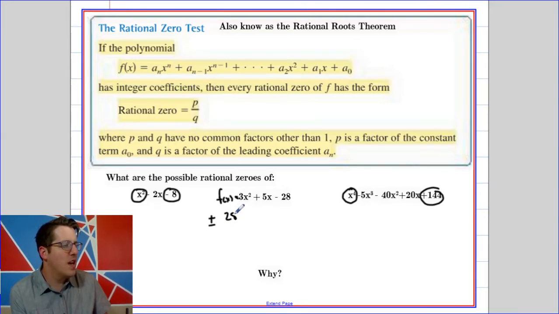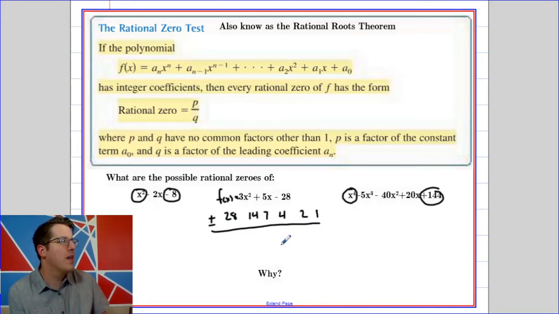So that's 28 and 1, 14 and 2, and 7 and 4, over all of the possible factors of 3. And that's 3 or 1. Now it's all of these different combinations.